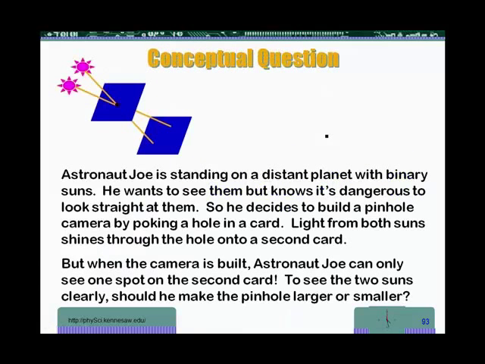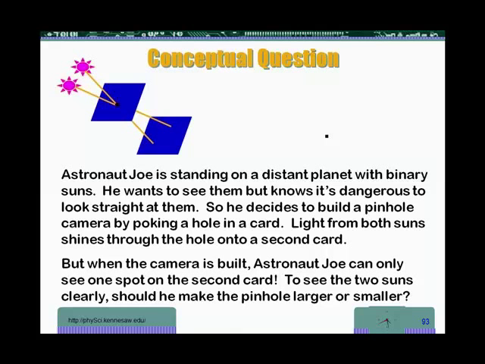Let's take this example. Astronaut Joe is standing on a distant planet with binary suns. He wants to see them, but knows that it is dangerous to look straight at them. So he decides to build a pinhole camera by poking a hole in a card. Light from both suns shines through the hole onto the second card. But when the camera is built, astronaut Joe can only see one spot on the second card. To see the two suns clearly, should he make the pinhole larger or smaller?